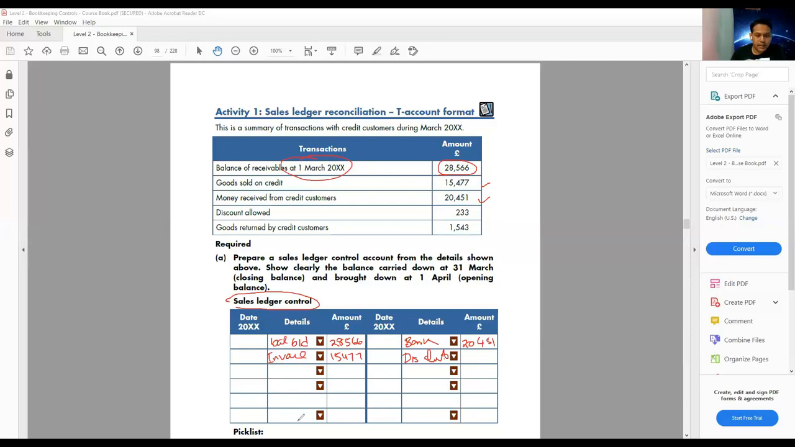Yes, Aya, you're right. We are in the control account. We're going to write here sales. So you write sales rather than writing invoice. We'll write here sales. Okay.